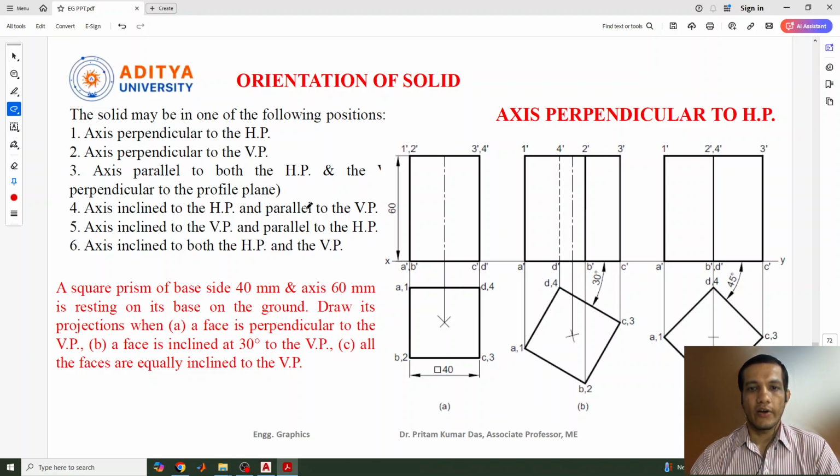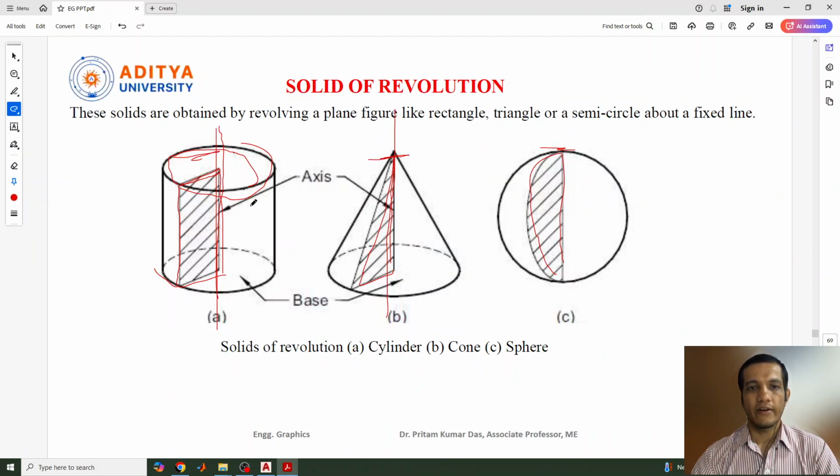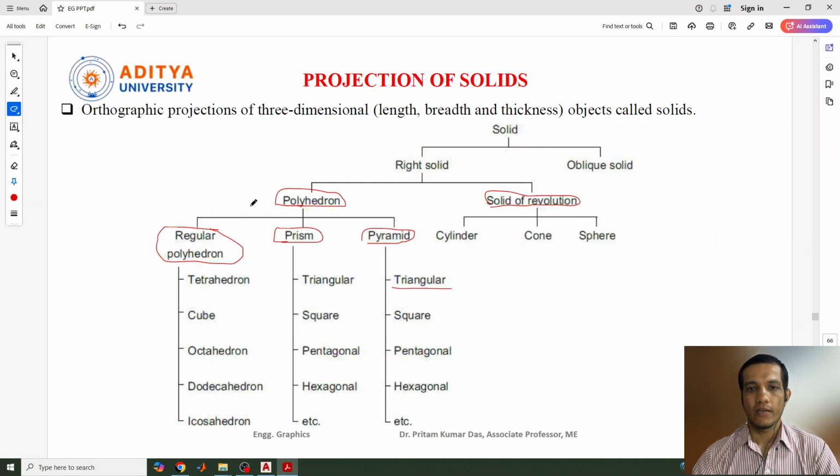And this is the orientation of the solid. Orientation means how the solids are divided into types. The orientation of solids is categorized into six types: axis perpendicular to HP; axis perpendicular to VP; axis parallel to both HP and VP; axis inclined to one plane and parallel to the other plane, and the reverse; and axis inclined to both planes, HP as well as VP. So these are the different types of solids and their descriptions. This is all about the theory part in the projection of solids.